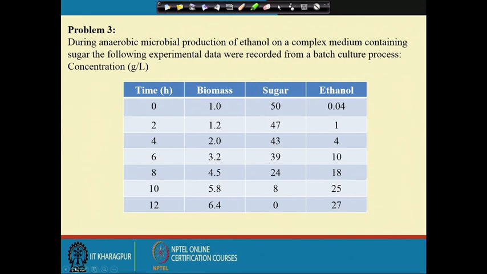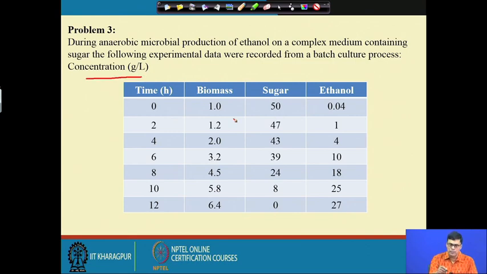Now, as I pointed out, the stoichiometry of the bioprocess also gives you an idea about the validity of the experimental results. This particular problem deals with that. Now, what is this problem? The problem is that during the anaerobic microbial production of ethanol on complex media containing sugar, the following experimental data were recorded from a batch culture process, whose concentrations are this.